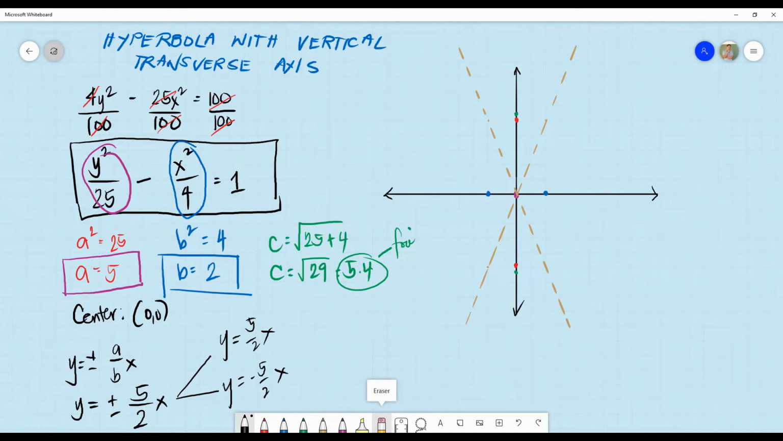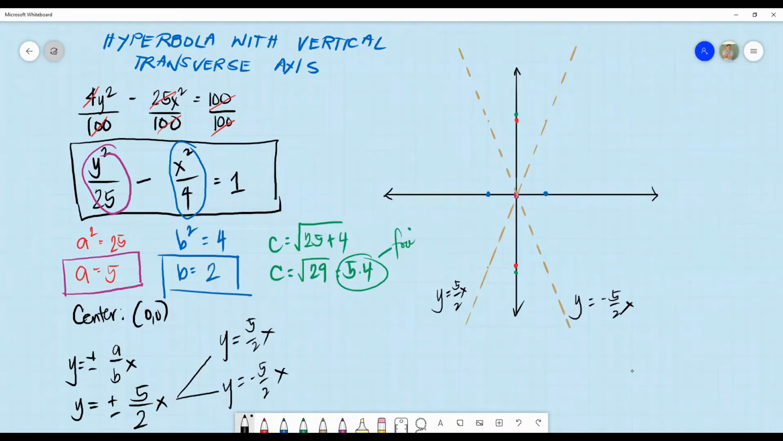So from here, 1, 2, 3, 4, 5 rise, 1, 2 run. It's rise over run. So therefore, this is your y. The positive slope is equal to 5 over 2x. And since this is a negative slope leading to the left, this becomes our y is equal to negative 5 over 2x. Those are the equations of our asymptotes.